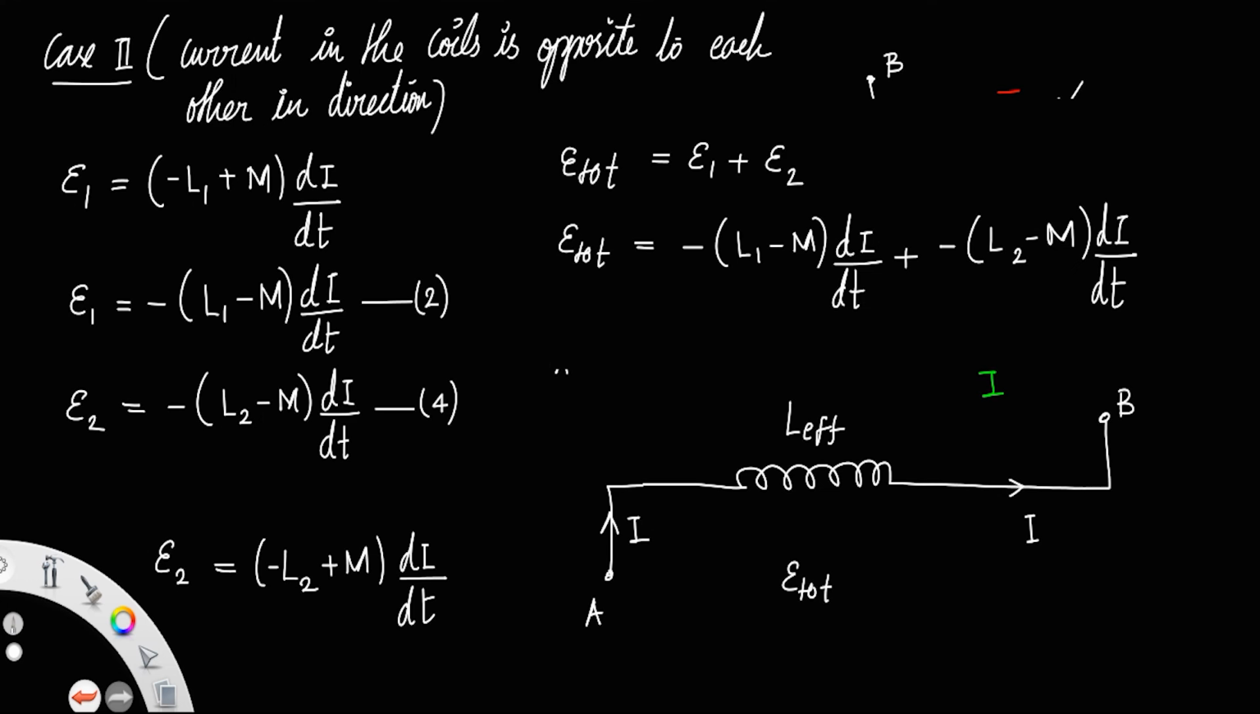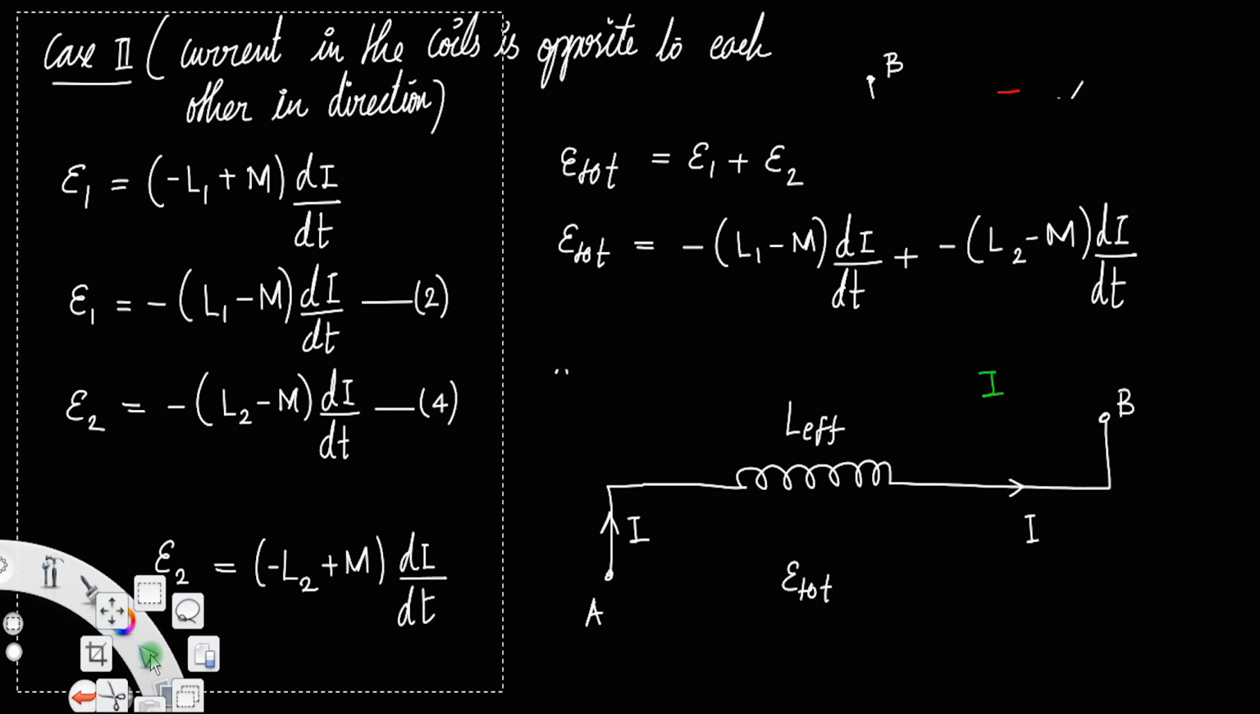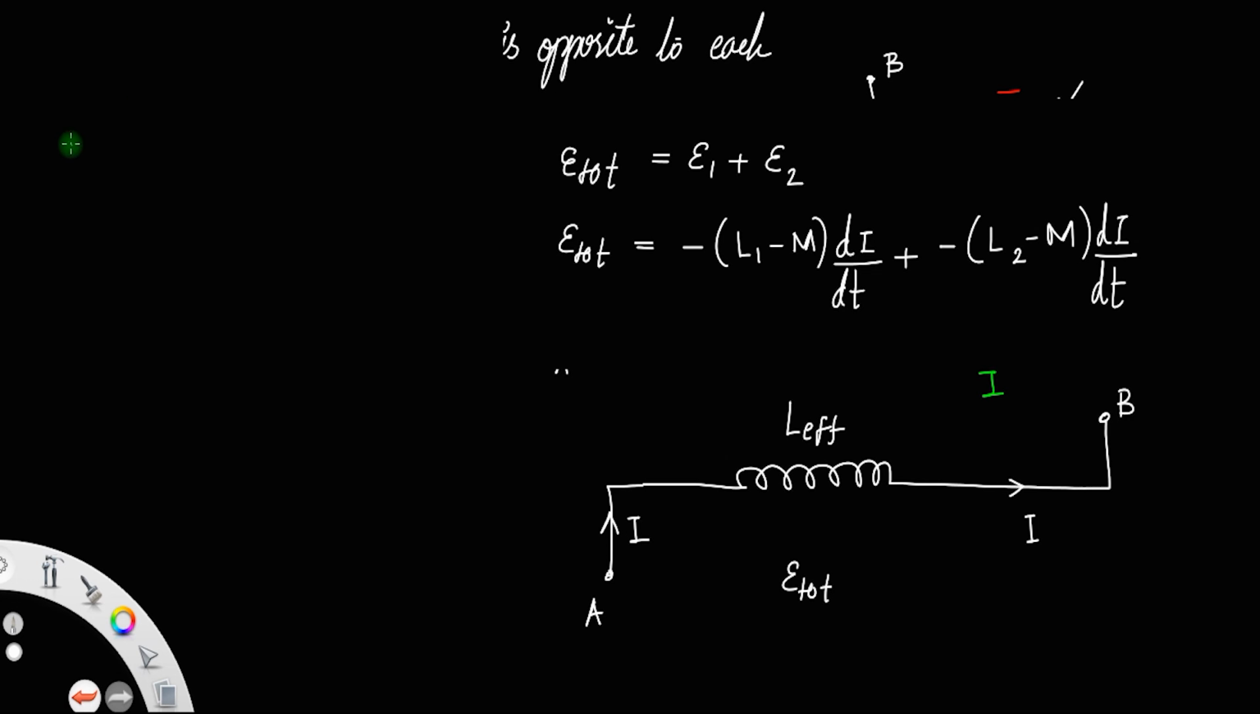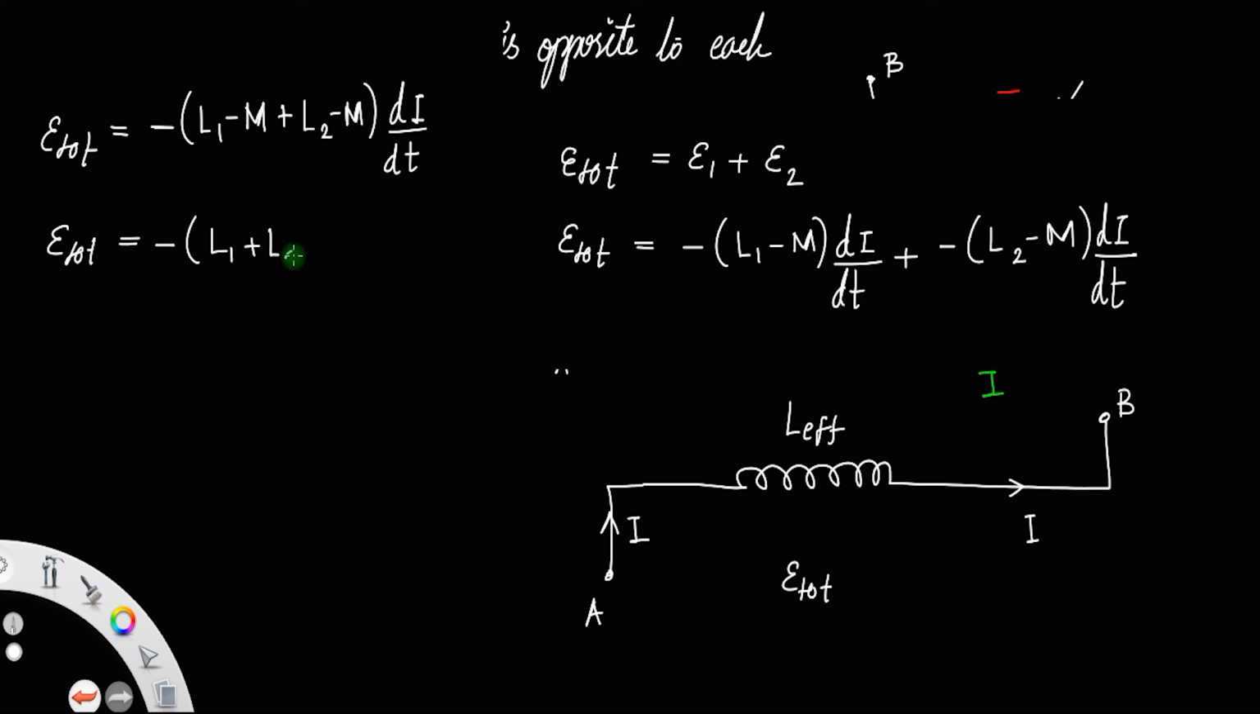So the total EMF will be E total is equal to minus of L1 minus M plus L2 minus M in whole bracket di by dt. Clear? So total EMF is equal to, this minus and plus will become minus, and I took that minus outside of the bracket. So minus of L1 plus L2 minus 2M di by dt.